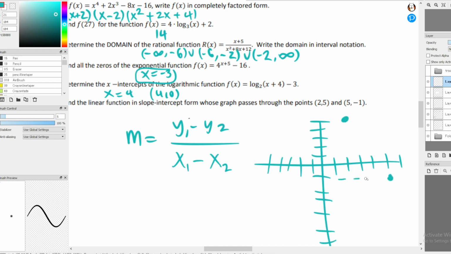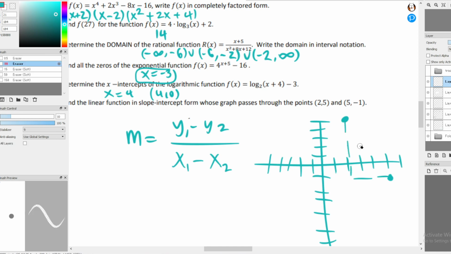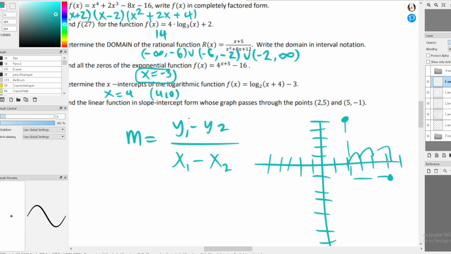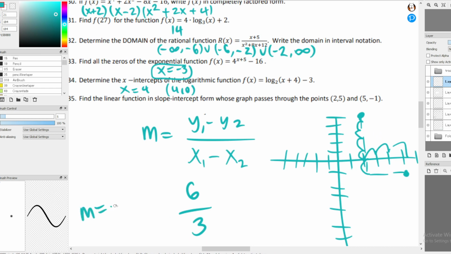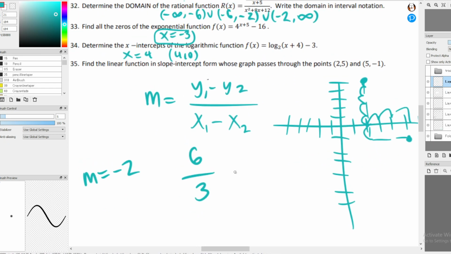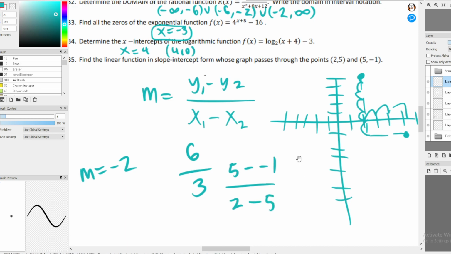So we go 1, 2, 3. We go over 3, and we go 1, 2, 3, 4, 5, 6, up 6. And we would find our slope, but it's a downward slope. So we would have a slope of negative 2. This is the exact same as plugging in our points here. So we have a 5 minus negative 1 over a 2 minus 5, which is the same as saying 6 over negative 3, which is the same as saying negative 2.